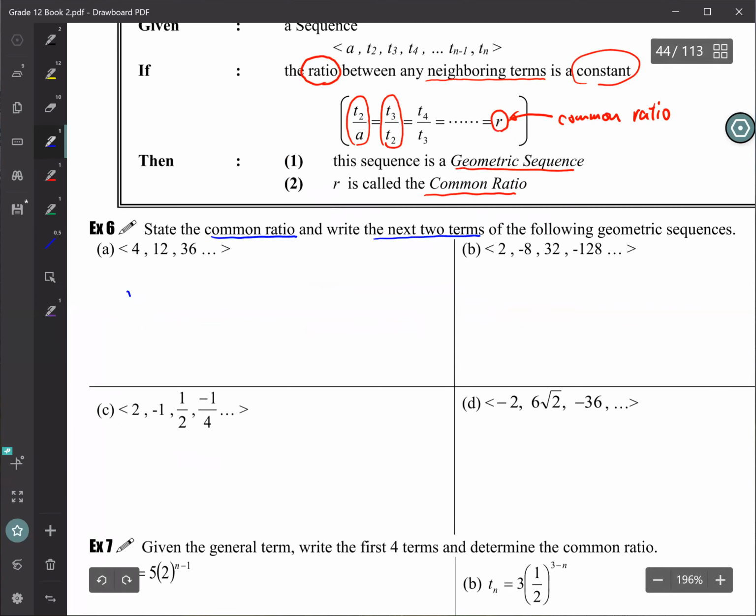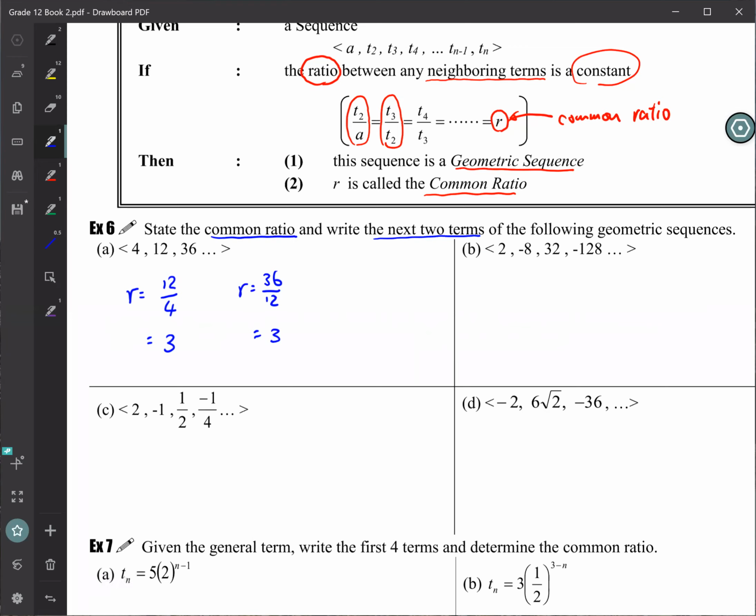For example, the first one, you take the second term, which is 12 over 4, the first term. That should equal 3. And you can double check: you can also take the third one divided by the second one, and that's also equal to 3. But because they already told you these are geometric, you can just use the first two terms to find the ratio. Once you find the ratio, you can figure out the next two.